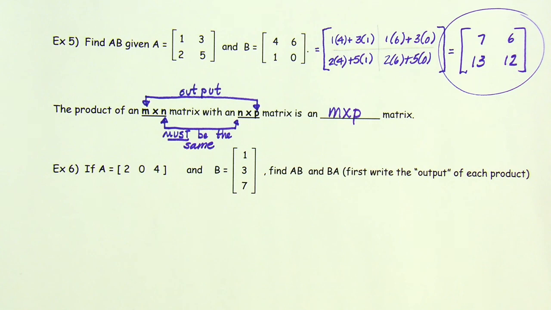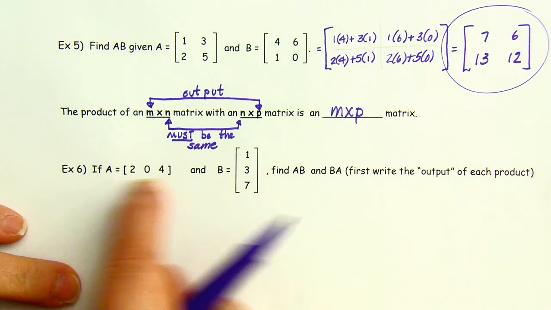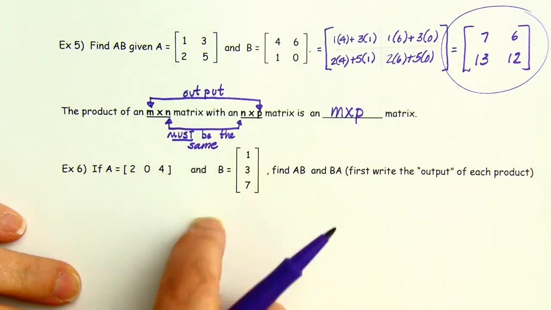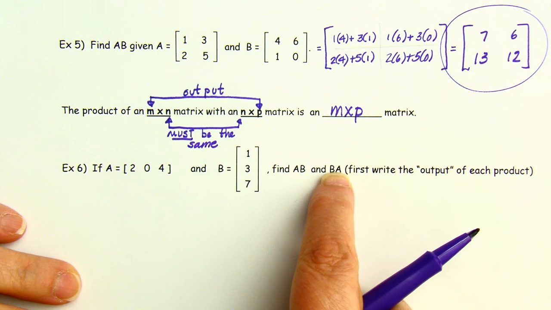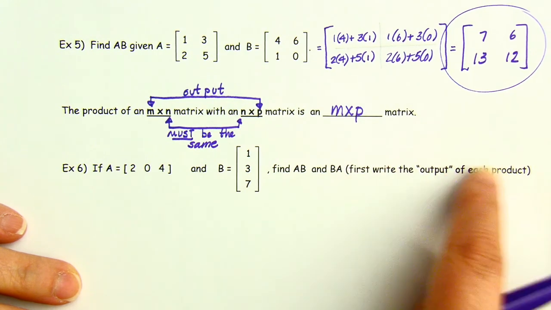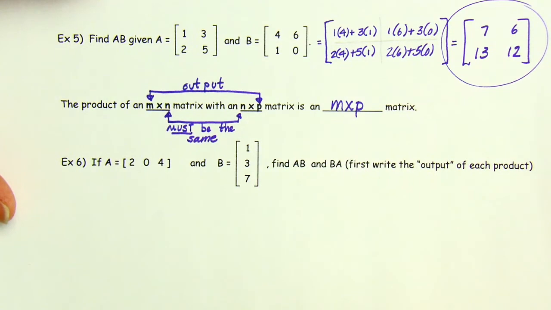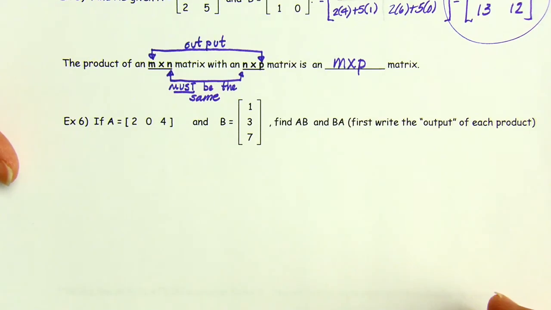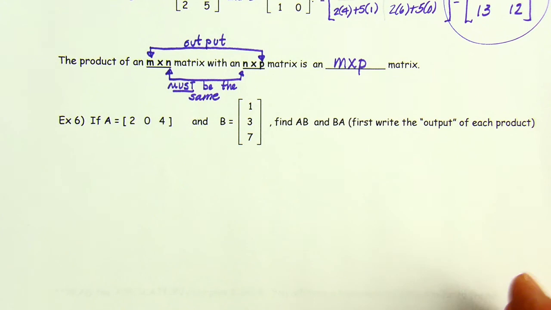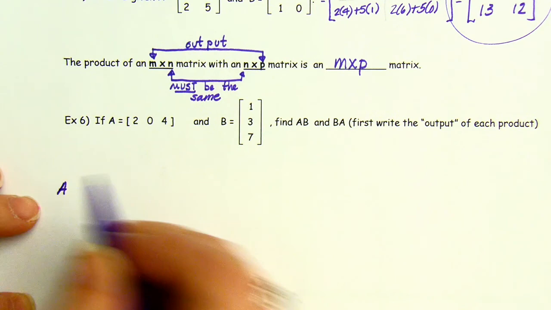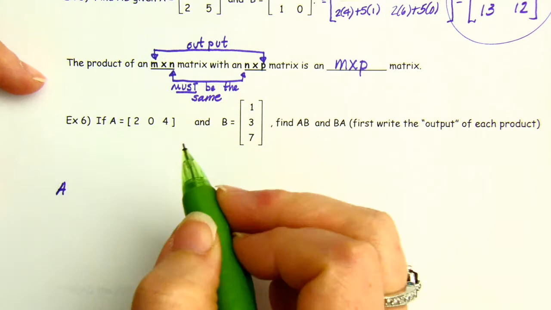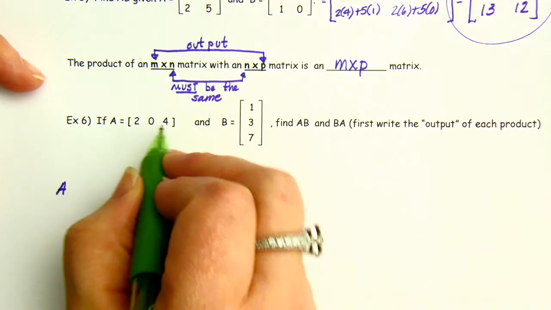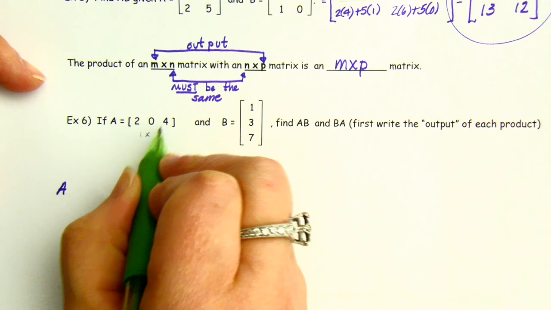All right, example 6 says if A is 2, 0, 4 and B is 1, 3, 7, find A times B and B times A. First, write the output of each product. You know, first you want to know, is this something that can be done? Well, let's see. First of all, what is the order of A? A has, remember it's always row first then column, 1 row by 3 columns.